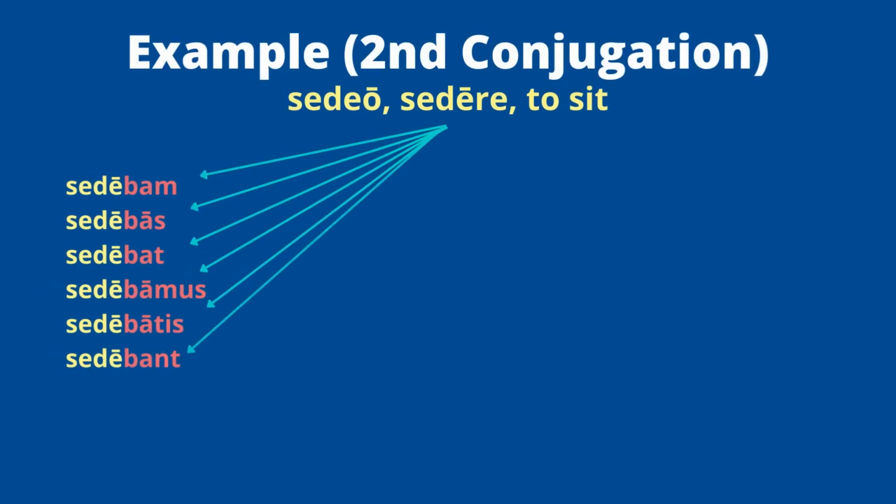Here's a second conjugation verb, sedere, right? The long ere in sedere, the infinitive, gives it away. Second conjugation. Same thing. Go to the infinitive, drop the re. I have sede. Then I add on bam, bas, bat, right? Sedebam, sedebas, sedebat. I was sitting, you were sitting, he, she, it was sitting.